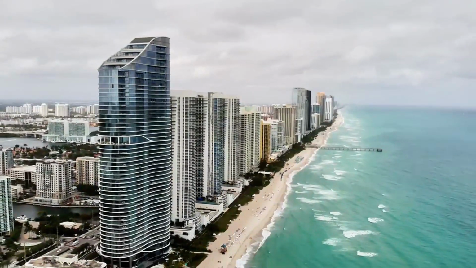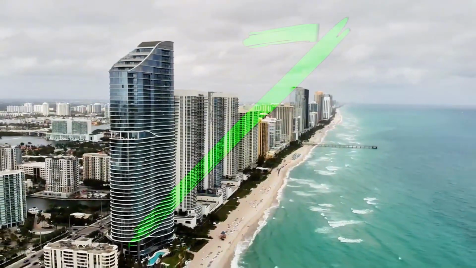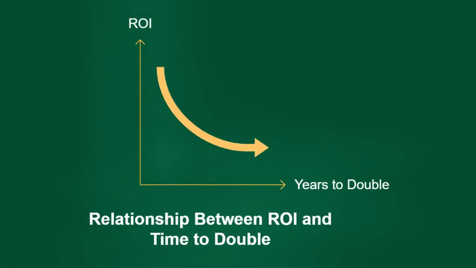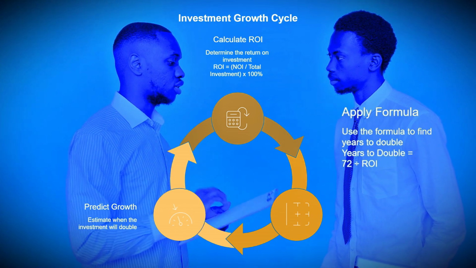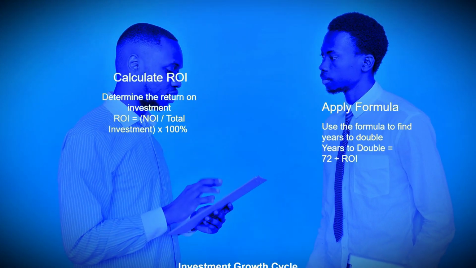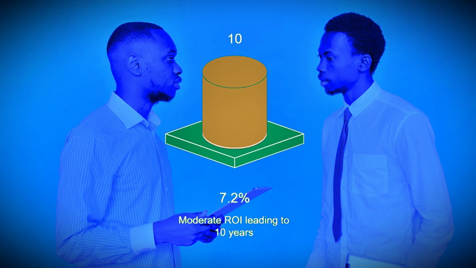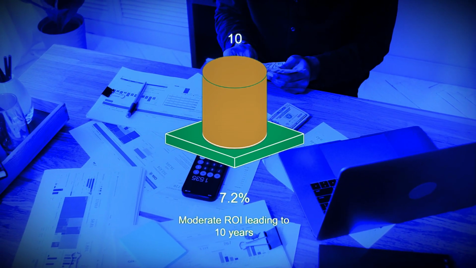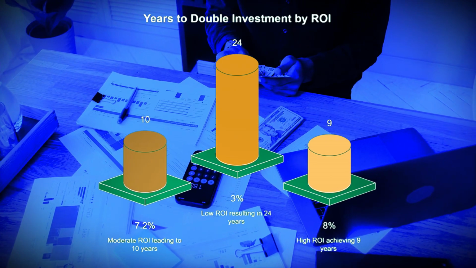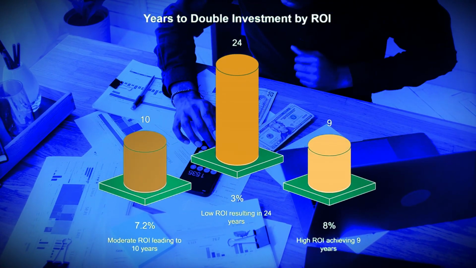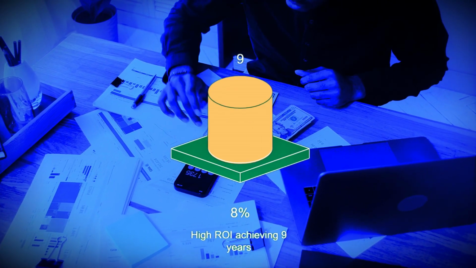Here's a neat trick to see how your investment grows over time: the Rule of 72. It's a quick way to estimate how many years it will take for your investment to double. All you do is divide 72 by your annual ROI. For instance, with a 7.2% return, 72 divided by 7.2 gives you about 10 years to double your money. If your ROI is lower, say 3%, it would take around 24 years. And with an 8% ROI, just 9 years.